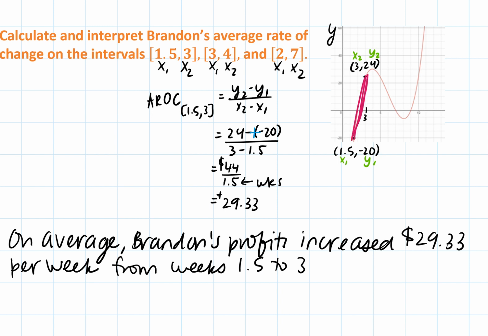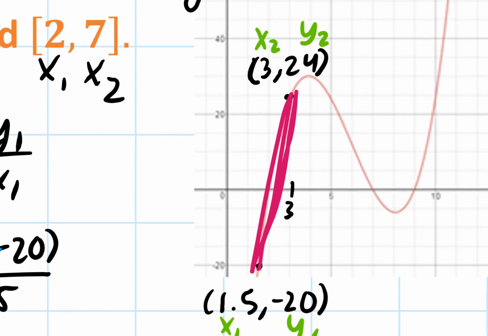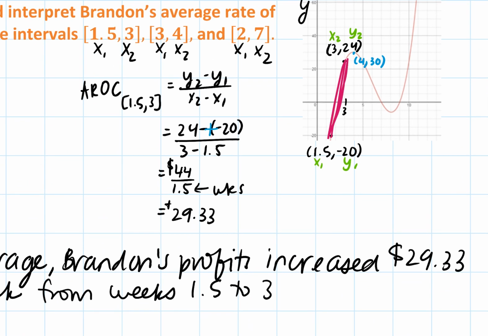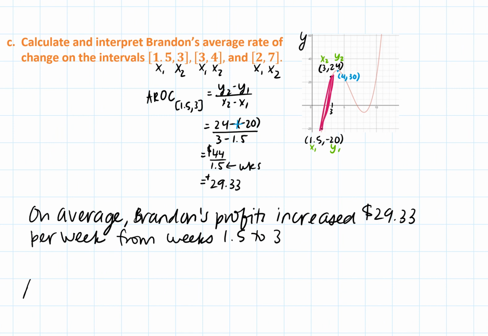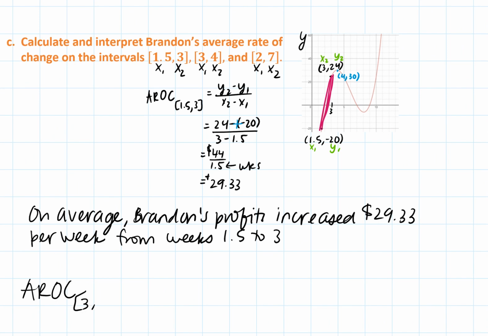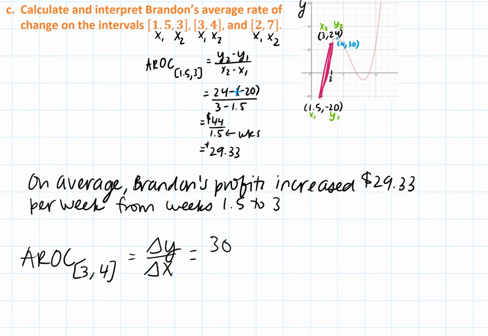Okay, let's calculate a few more. What about from weeks 3 to 4? Well, let's see where that point 4 is. That point 4 appears to be around, right here, 430. So if we calculate the average rate of change from the x value 3 to the x value 4, we have change in y over change in x. So that would be my two y values, I'm going to subtract. So you get 6 over 1, which is 6.